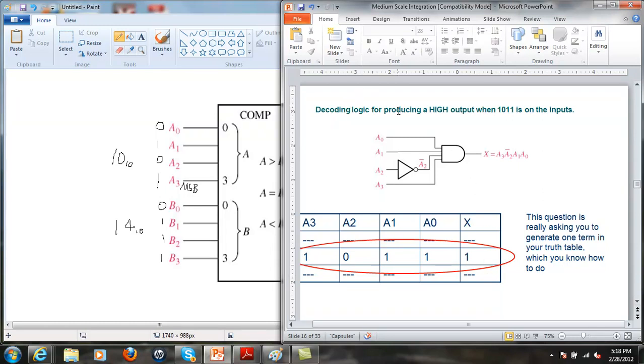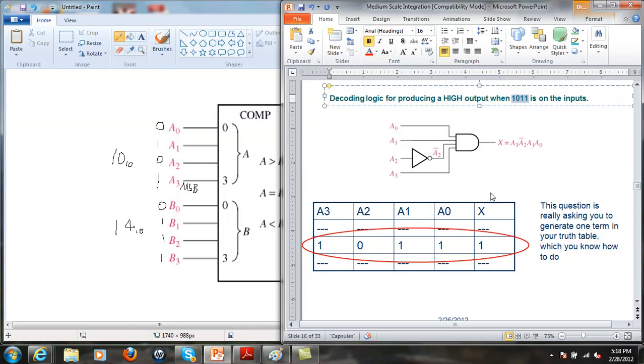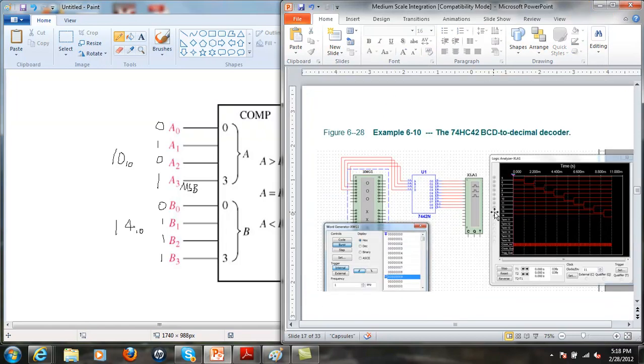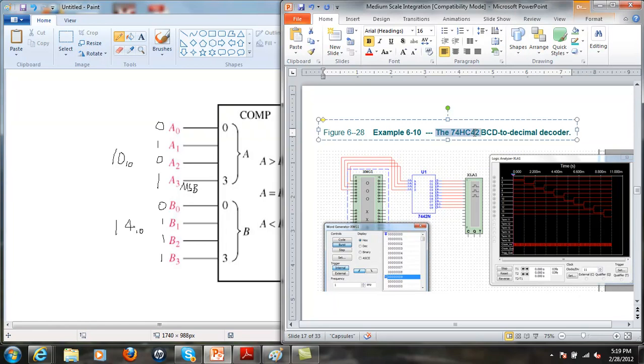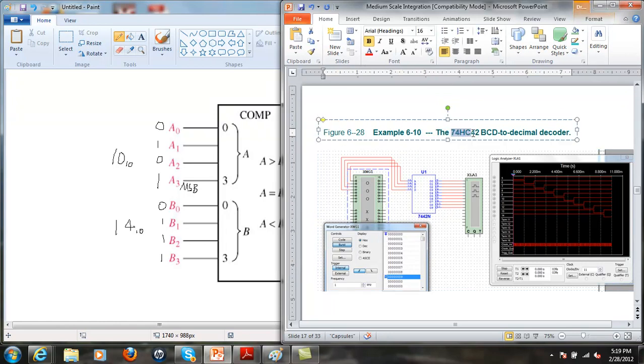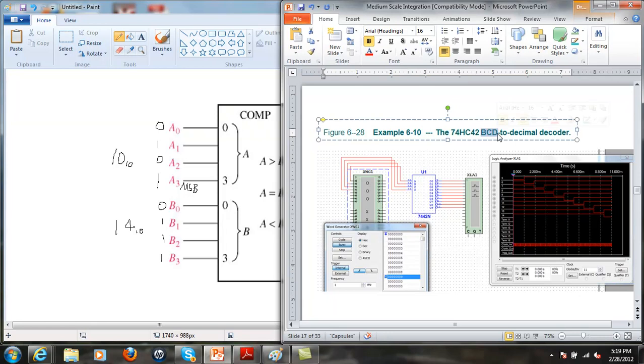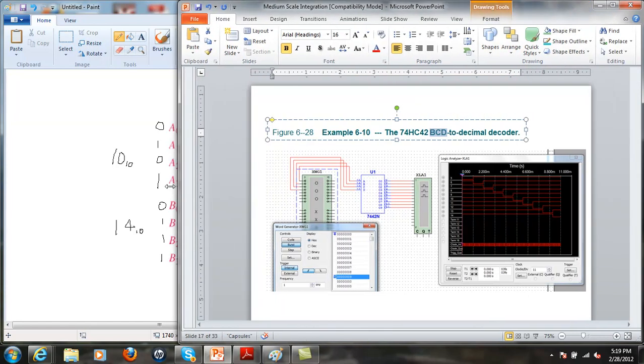So here's a decoding logic for producing a high output when the input is a 1011. Okay, so that is a particular decoder for this pattern. There are some specific decoder chips that are a little bit more useful. One is the 7442 binary coded decimal to decimal decoder. Let's see if I can blow this up a little bit.